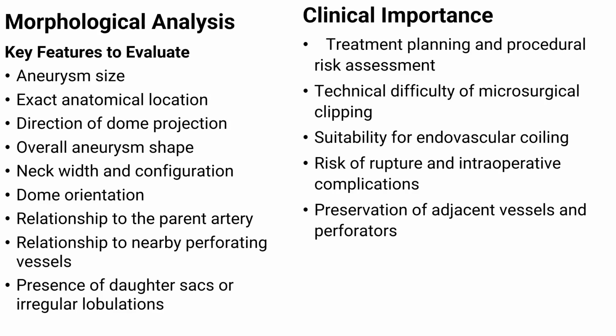Morphological analysis focuses on how an aneurysm looks and behaves within the vessel system. It starts with basic structural description, including its size, exact location, and the direction the dome is pointing, along with its overall shape and how the neck is formed where it connects to the parent artery. These features are assessed together because they define the aneurysm's geometry and its interaction with surrounding vessels.